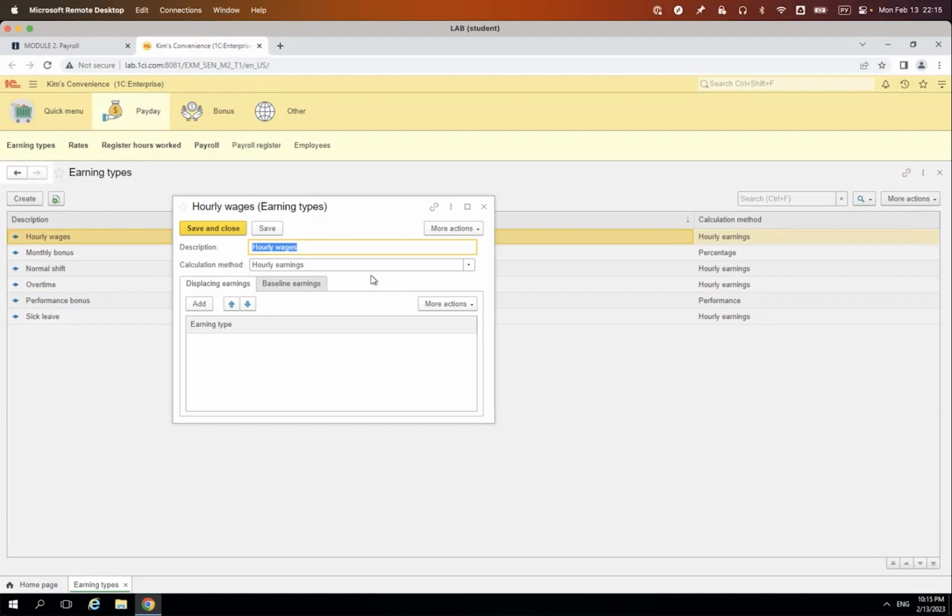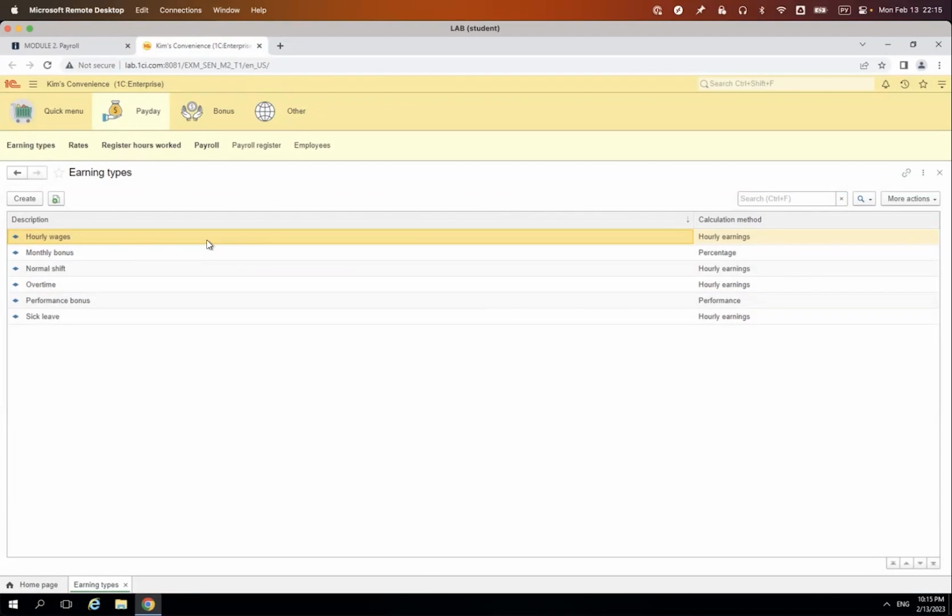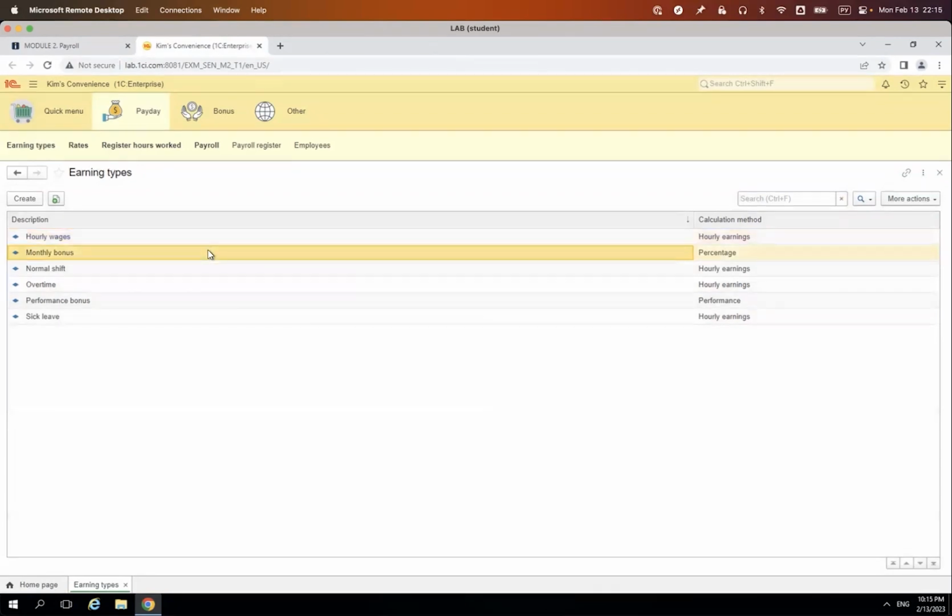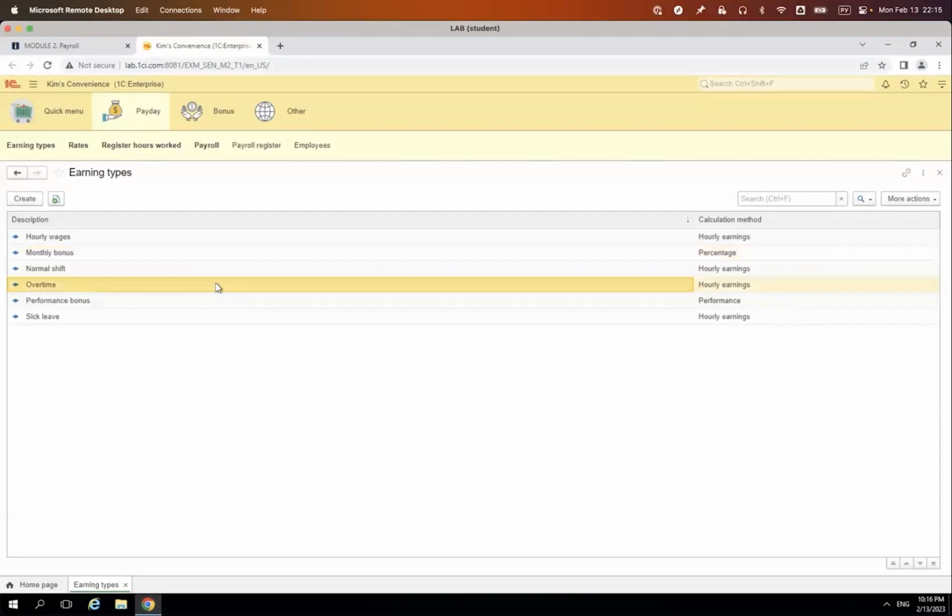For example, what earning types we might have? We have hourly wages, right? So we have just straight and simple hourly work that is paid by hour. That simple as that. We have monthly bonus. So the person works for a month. We are happy with their work and we want to give them some extra to express our gratitude for their great job. So we give them some bonus, and we might calculate this bonus based on monthly salary or some other way. Another earning type, overtime, right? So what's the difference between hourly wages and overtime? The difference is obvious.